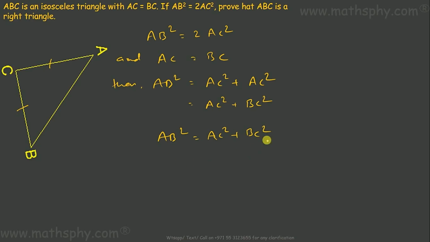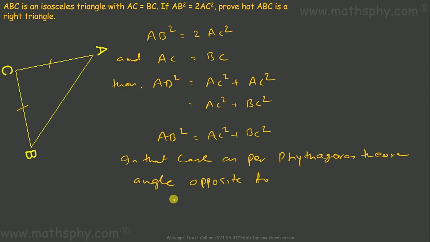Now, as per the Pythagoras theorem, if a square of one of the sides is equal to the sum of a square of other two sides, in that case, angle opposite to the first side would be 90 degrees. So I'll write, in that case, as per Pythagoras theorem, angle opposite to AB will be 90 degrees. This gives angle C equals to 90 degrees. This here would be 90 degrees.